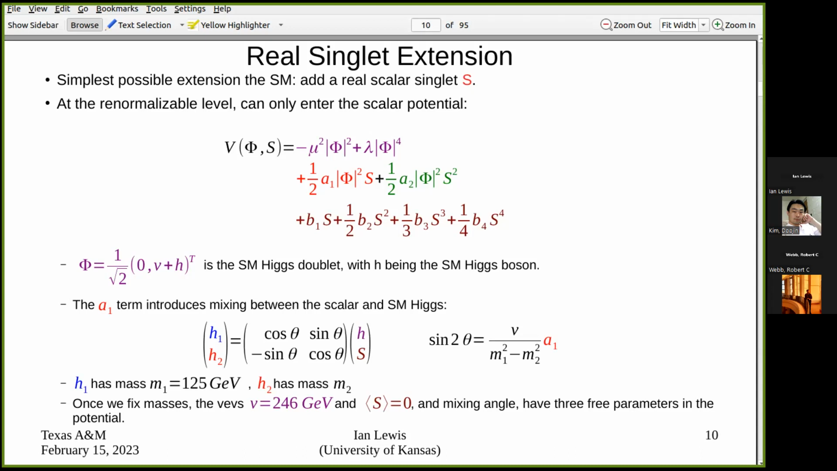These middle terms are the ones that have to change how the Higgs is getting its VEV, because if I set these to 0, well, the Higgs gets its VEV, the scalar singlet does too, and it doesn't do anything. So these are the terms that do it.